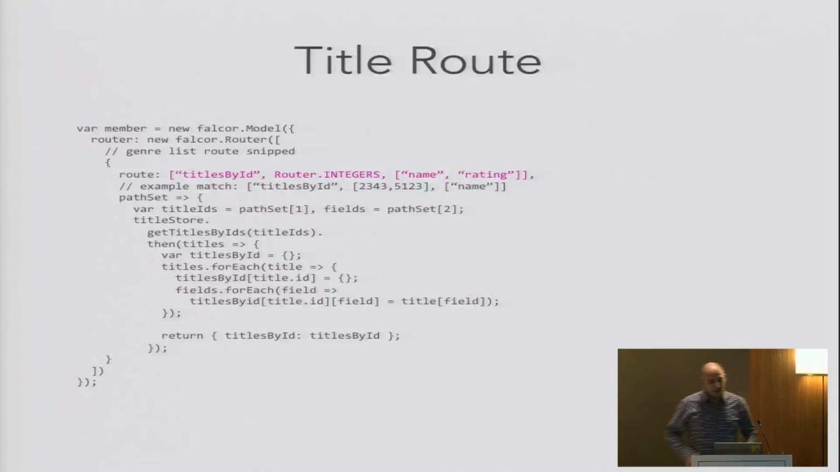Here's an example of defining the title route, which is the simplest one in this particular case. The goal is to just create that fragment of the JSON graph that you saw earlier. So I'm going to match any particular titles by ID, maps, path. There we're asking for ID 2343 and 5123 and the name for them. And then that gets passed into this function, path set.